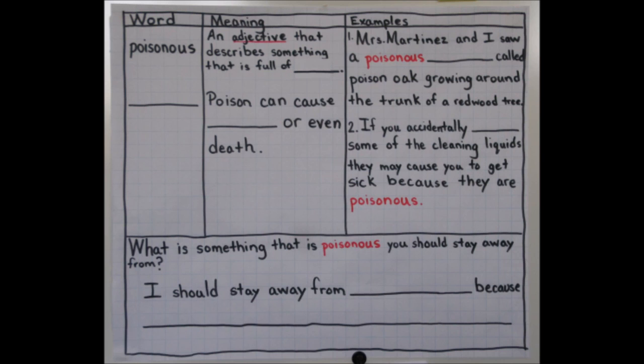So the student, although they have not written the entire meaning by themselves, they are still filling in the blanks with things that they understand to fit the description of being poisonous. And then on the last line it says, what is something that is poisonous you should stay away from? I should stay away from blank because it is blank. So we have provided that frame of a sentence starter, but then they fill in the blanks with words that they have utilized, and they can use word banks to come up with other words.